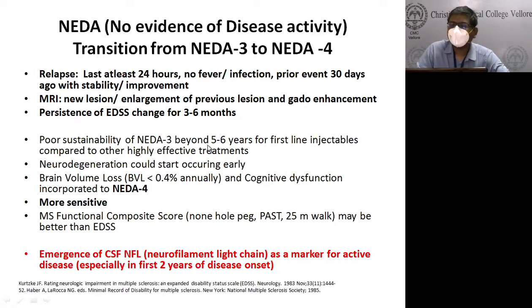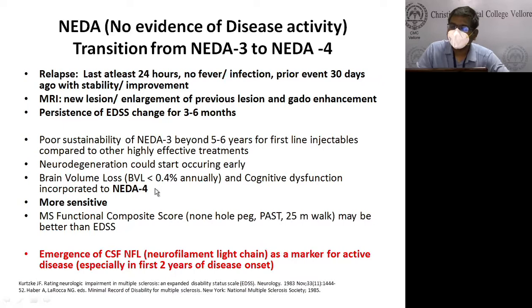What is very clear is that all this NEDA3 was implemented mainly when the interferons or the platform therapies came in initially. So beyond the first 5 to 6 years, the sustainability of NEDA3 was very poor. With the emerging concept all over the world that neurodegeneration in MS could be occurring very early, they have gone into NEDA4, which incorporates things like brain volume loss, which is measured annually. Less than 0.4% decrement over a year, every year, qualifies as significant brain volume loss, along with the presence of cognitive dysfunction. So this is much more sensitive compared to NEDA3.